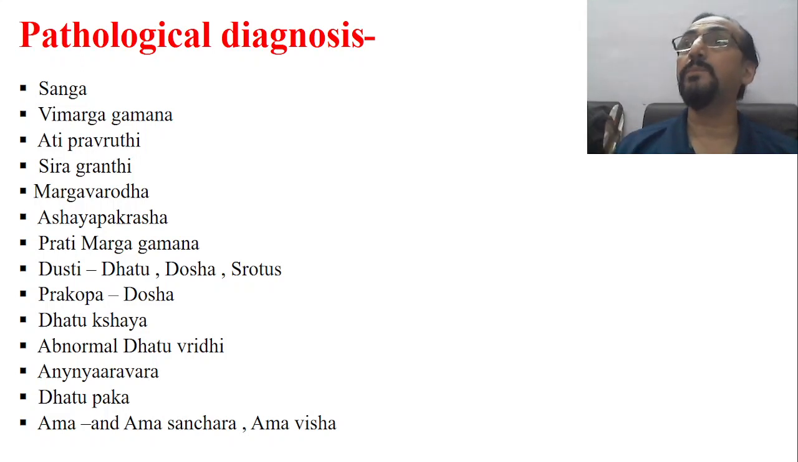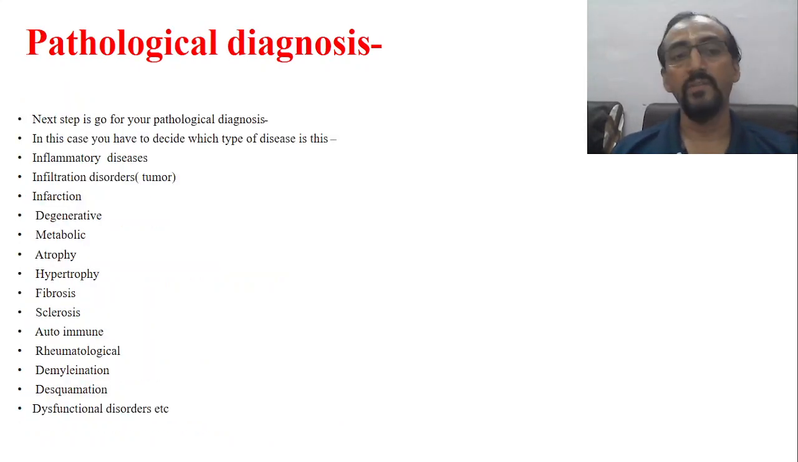These are all the pathological processes which take place according to our science. Dhatupaka may be there. The pathology may be totally Ama, because Ama is there everywhere in all diseases. Or it may be Ama Sanchara, or it may be Ama Visha. So when we talk in terms of Ayurveda, we need to concentrate on this. The same has been explained in contemporary medical science in the form of pathological diagnosis.